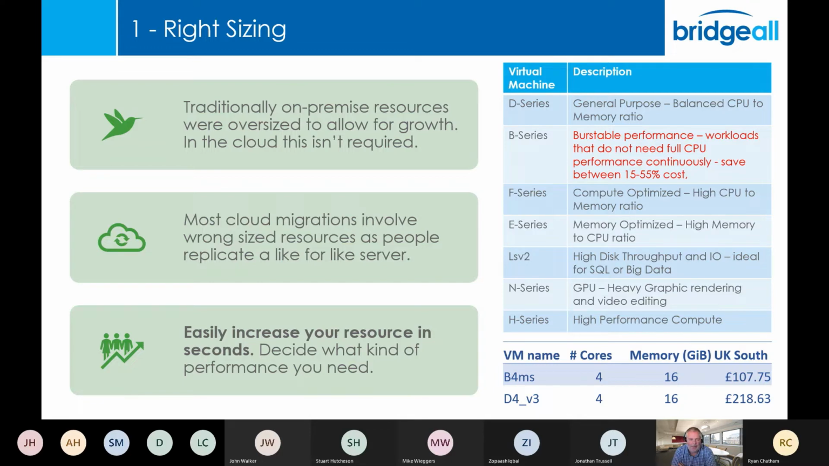So by looking at different options there, if your workload isn't needing continuous usage of the CPU, you can save a lot of money by opting into the B series VMs.